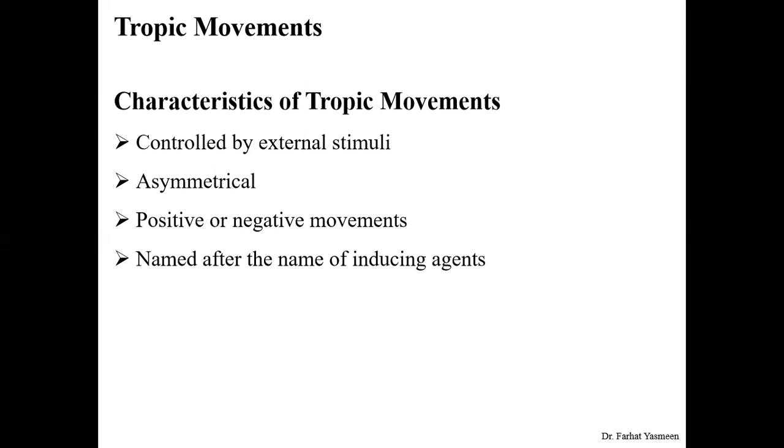So that could be positive or negative movement. Positive if it is moving towards the stimuli which is causing the movement, or if it is moving away from the stimuli, then it could be negative movement. So this type of tropic movement is named after the inducing agent, meaning which agent is inducing the movement. For example, if light is inducing a movement, then it is known as phototropism.